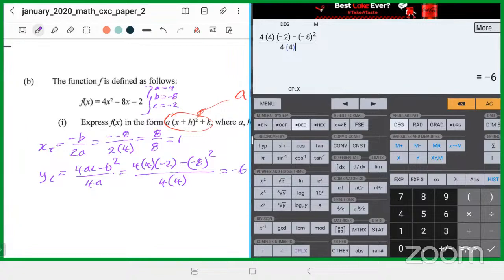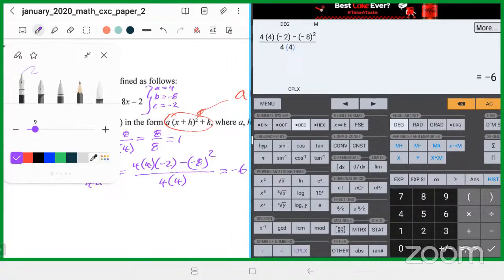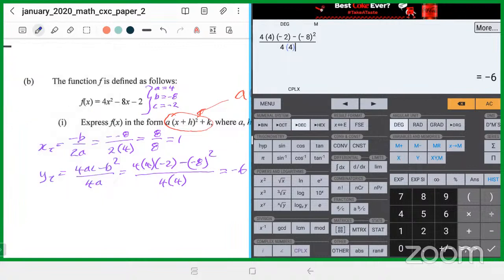-6, is my answer. Let's use a different color. Let's use blue for the other method. Because xt is 1, we can plug the 1 in there to find yt. So now you learn another method in this class. We can say yt is equal to 4 times 1 squared minus 8 times 1 minus 2.